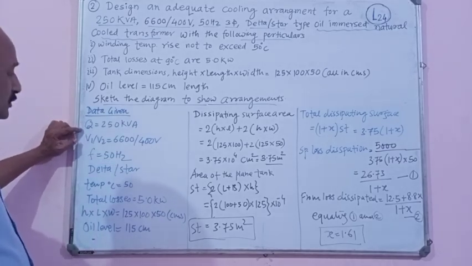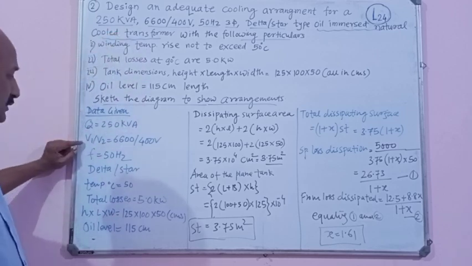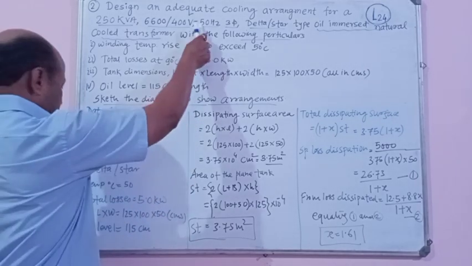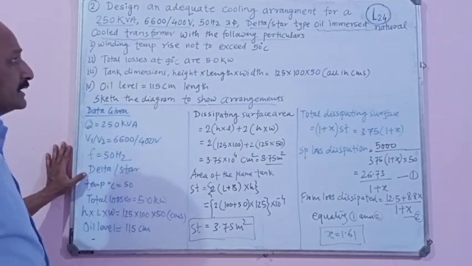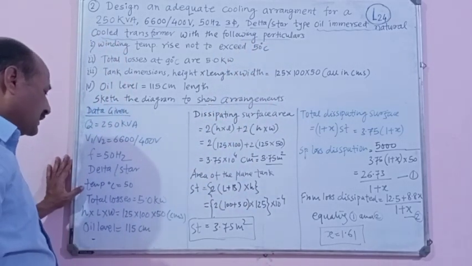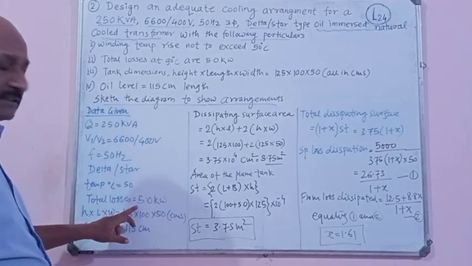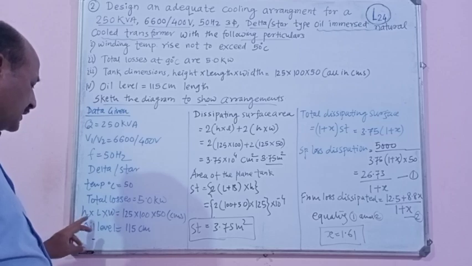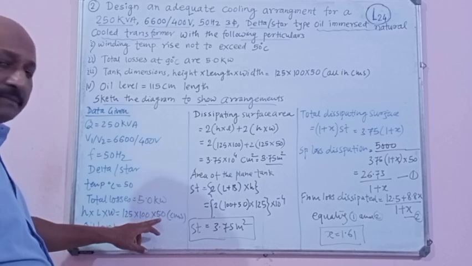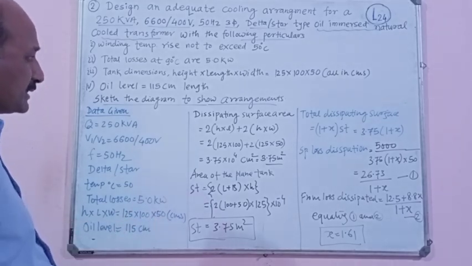Capital Q equals 250 kVA. Then V1 by V2 equals 6600 by 400 volt. Supply frequency equals 50 Hz. Then the transformer is delta star, meaning a 3 phase transformer. Temperature given in degrees Celsius is 50. Total losses equals 5 kilowatt. Height into length into width equals 125 into 100 into 50, all in centimeters. Oil level equals 115 centimeters.